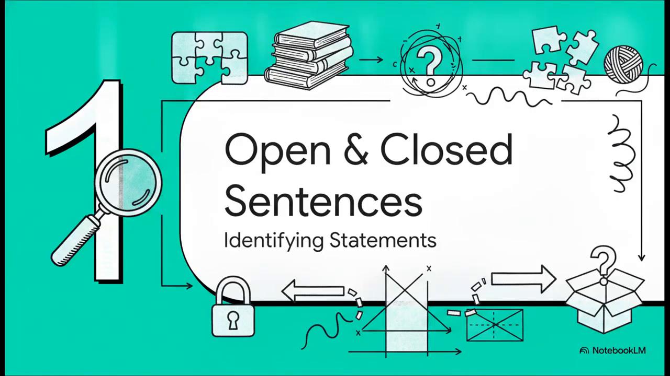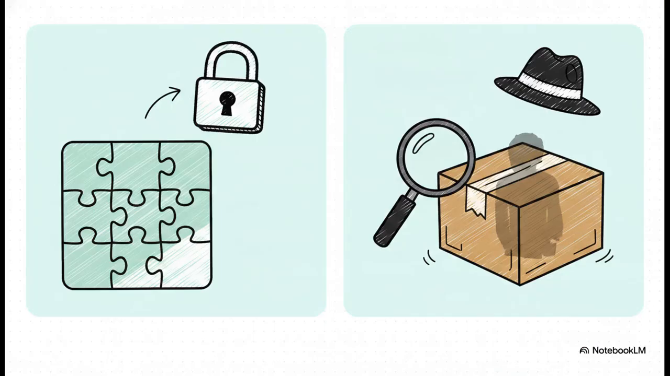Section 1. Open and closed sentences. Identifying statements. You literally can't solve a problem if you don't know what kind of statement you're looking at. Think of a closed sentence like a completed puzzle. 5 minus 2 equals 3. We know all the facts, and it's definitively true. But an open sentence, like x minus 2 equals 3, well, that's an open case. There's a hidden suspect lurking right there in the form of the letter x, and we can't say if the sentence is true or false until we figure out what that x actually represents.